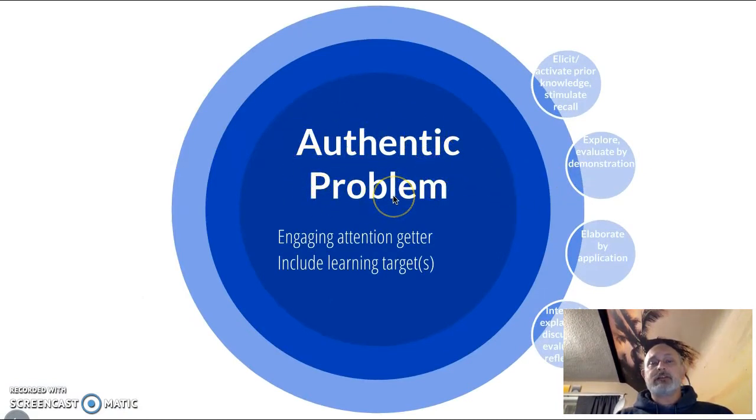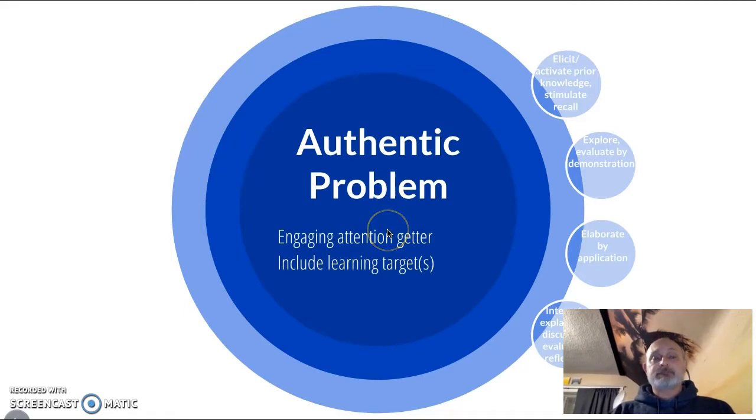Very important having that authentic problem. I liked Merrill because within Merrill, I see that it's got embedded components of Gagne and the 7 E's. Although it lacks Gagne's initial step of having those learning targets available, and I think it's important that the learning targets are transparent for the learners. So part of that authentic problem would include having the learning targets available.